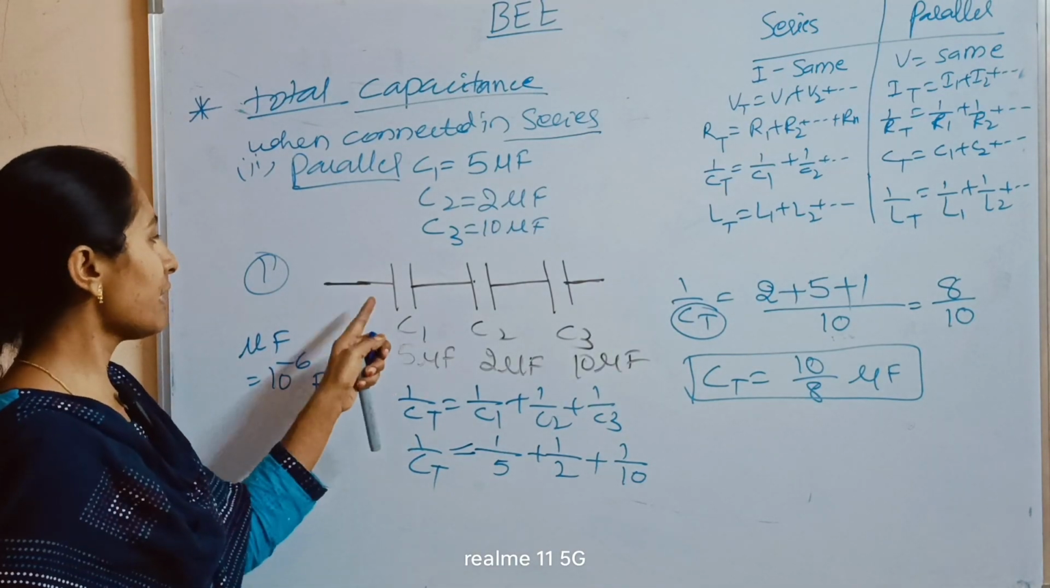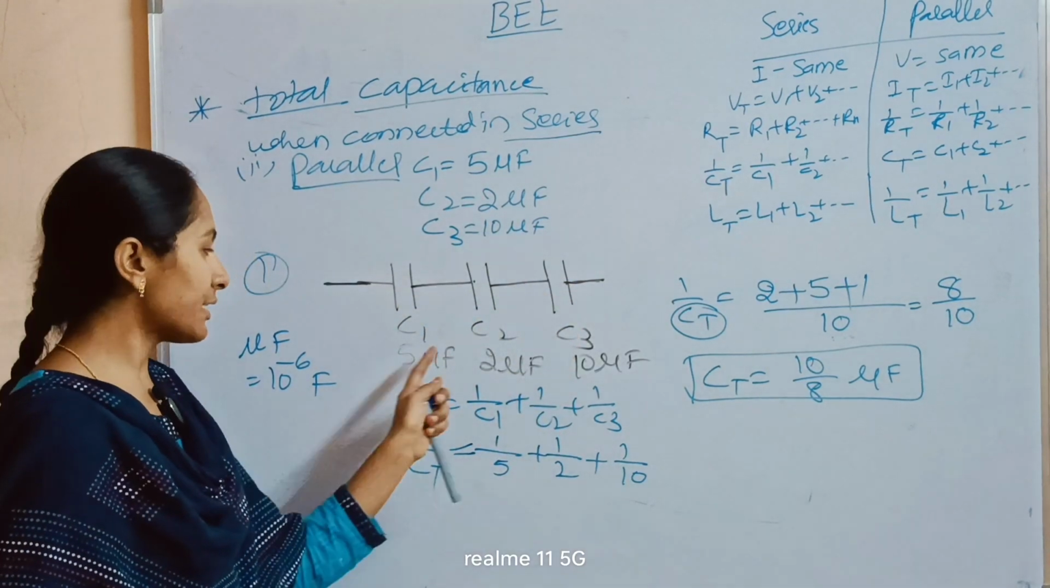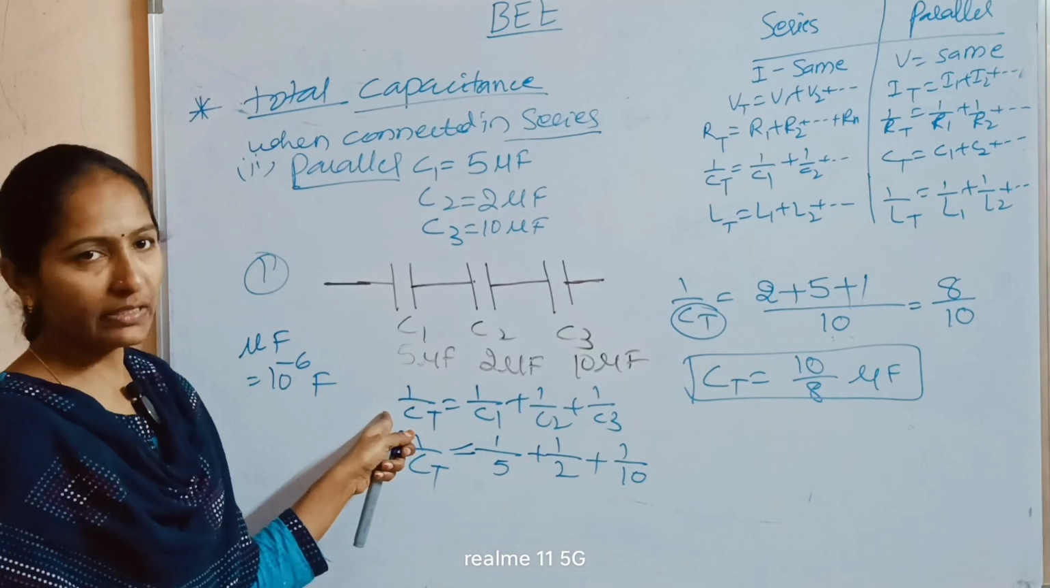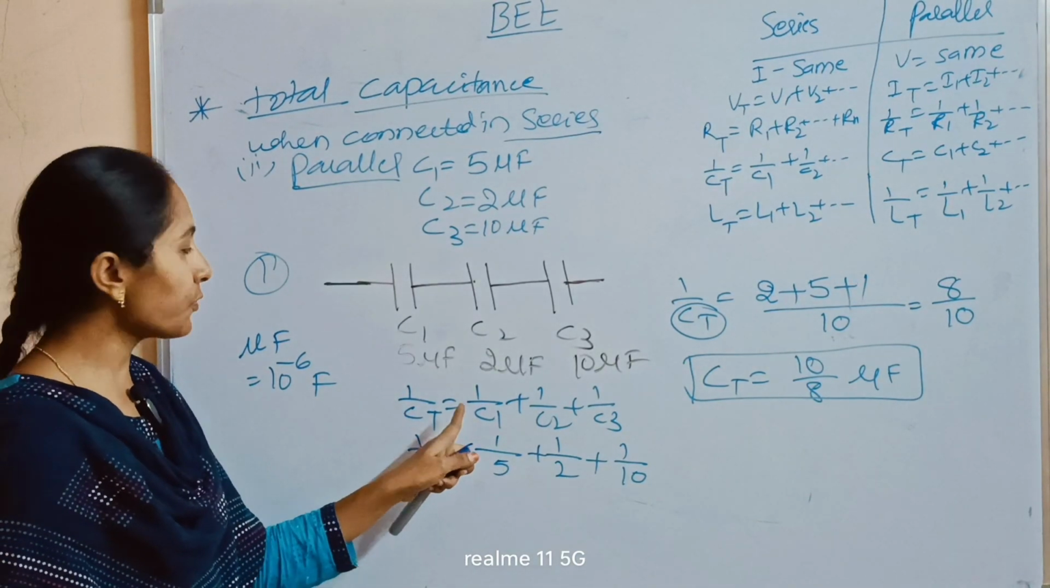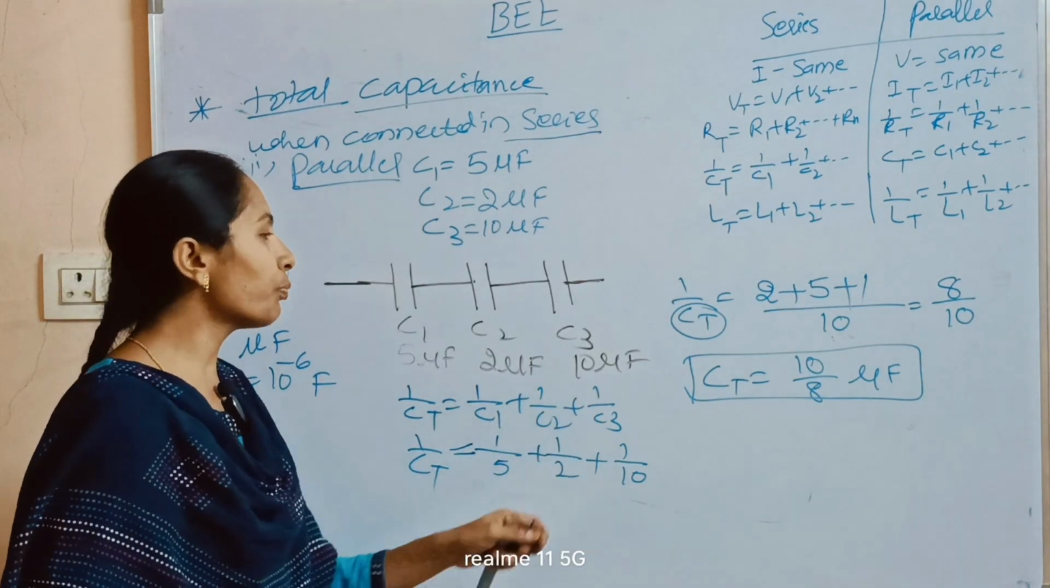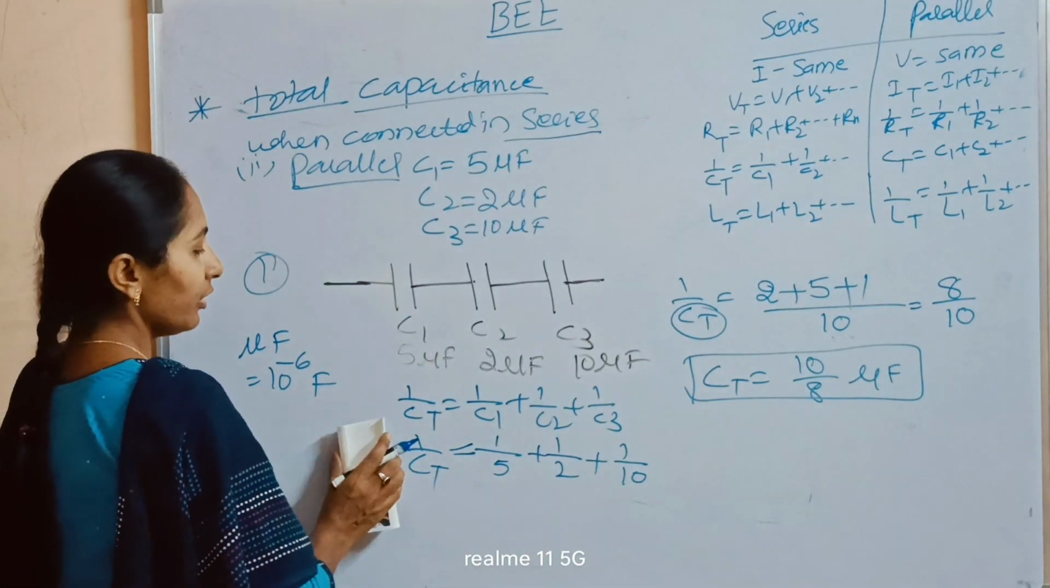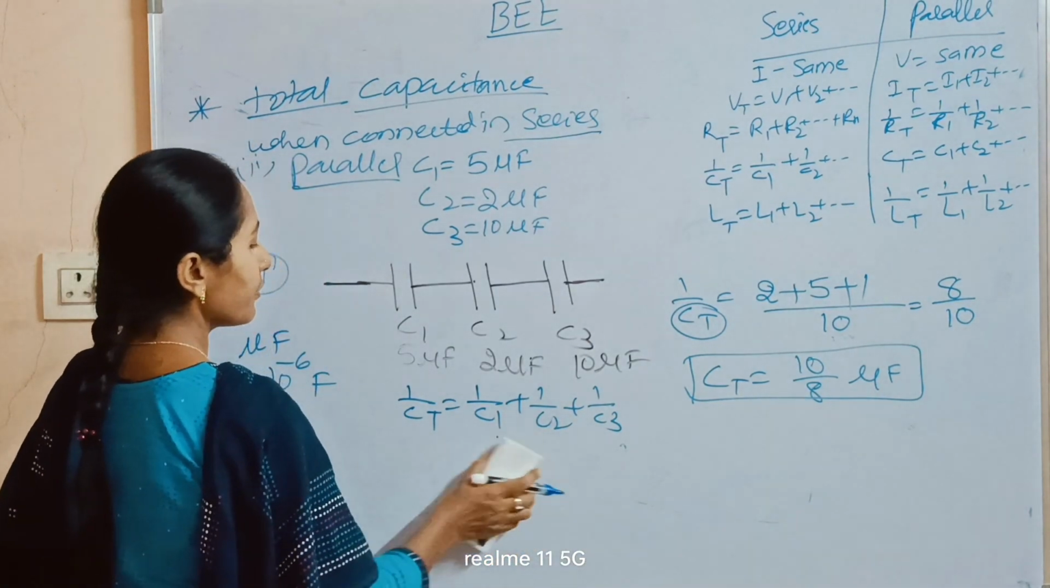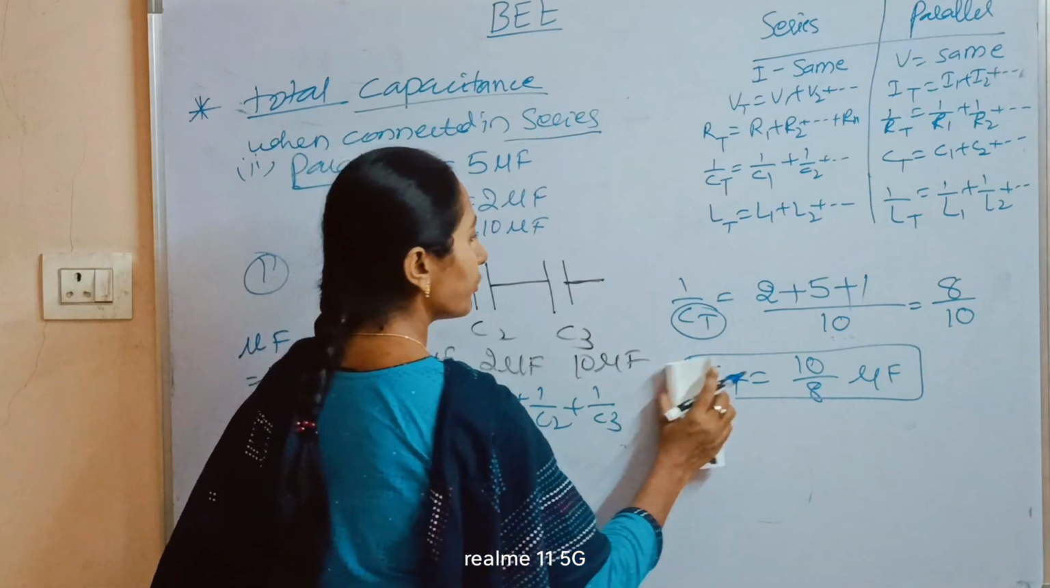Now C1, C2, C3 are connected in series. The total equivalent capacitance is 1 by C total equals 1 by C1 plus 1 by C2 plus 1 by C3. Now, it is not possible this way, so if we need to, we have to follow another method.